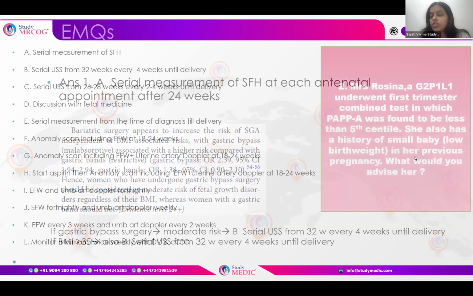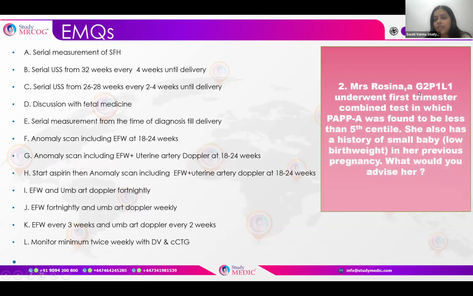Now let's see the second question. Mrs. Rosina, gravida 2, underwent first trimester combined test in which PAPP-A was found to be less than 5th centile. Now here it is an independent, high risk factor. She also has a history of small baby, low birth weight in her previous pregnancy. Now, what would you advise her?